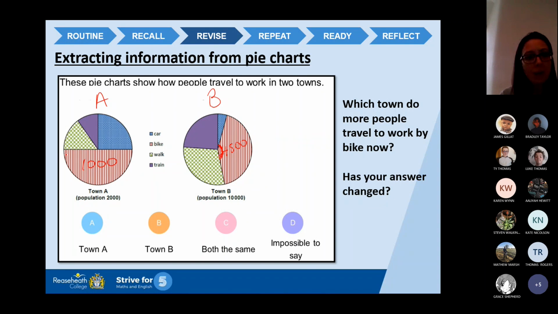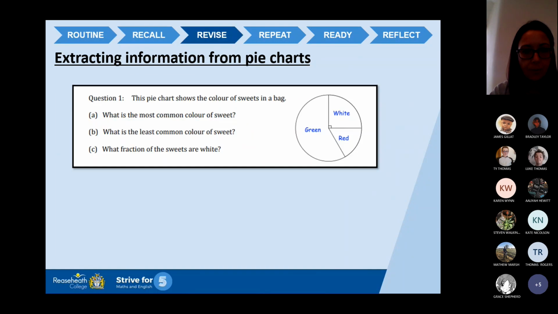So here we know it's half because it's a clear fraction. This one is harder to tell because there's no angle size. And these are the two bits of information that you need to be looking at when you're interpreting pie charts.